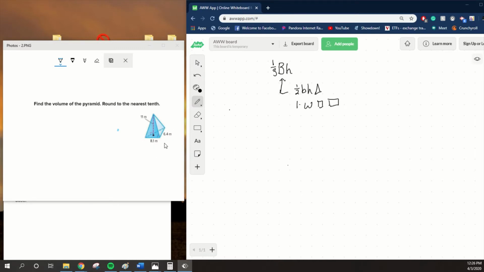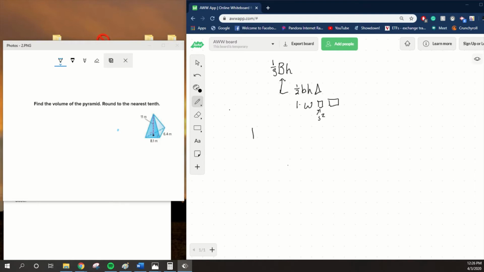For our next example, we need to find the volume of this pyramid, and this time they've given us a triangular base for a pyramid. So the triangular base means that we have a triangle for our base. Instead of using length times width, or side squared if it was a square, the area of a rectangle is length times width, and side squared for a square is the same thing. But for a triangle, I'd have to do half times base times height.